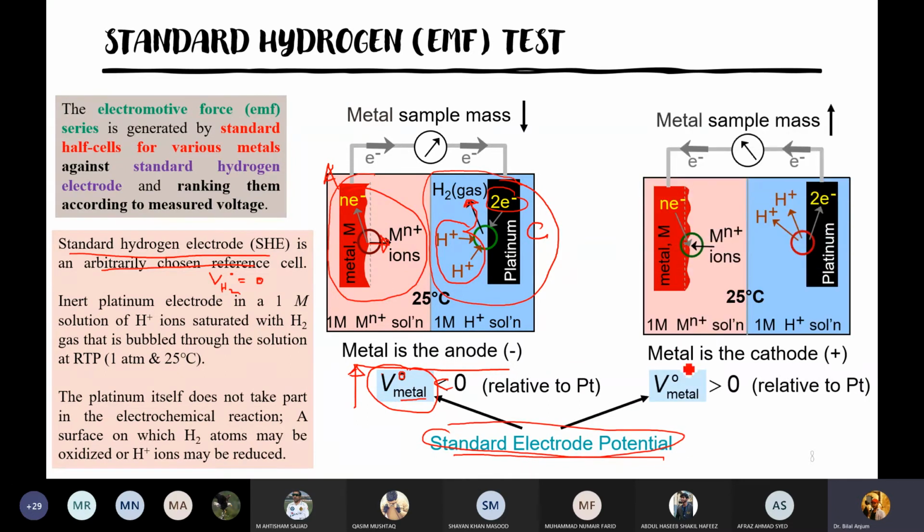In another case, it could be a possibility that the metal becomes the cathode, ions start depositing on the metal surface, and H2 gets converted into H plus ions. In this case, the potential of the metal would be greater than the platinum or hydrogen electrode potential. Is this clear to you guys, the process?